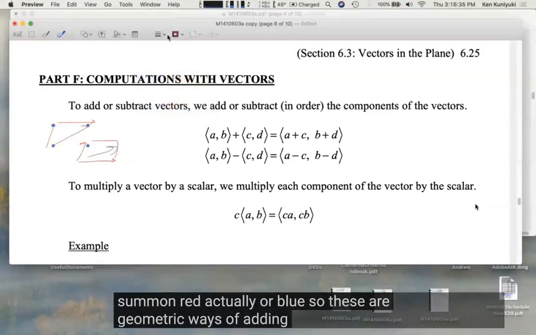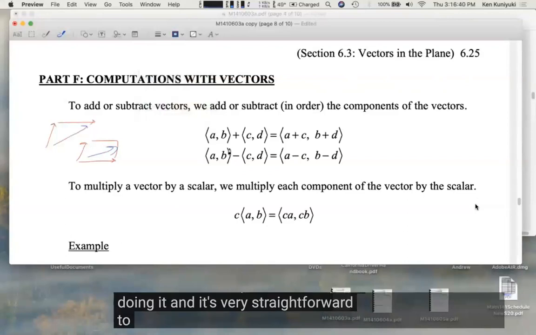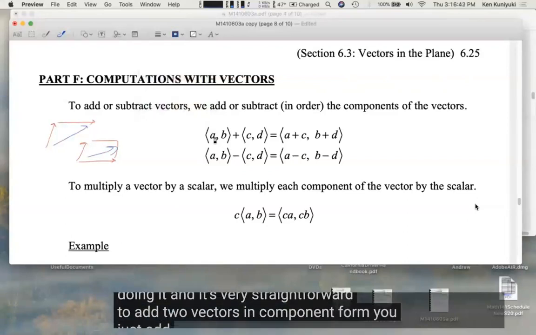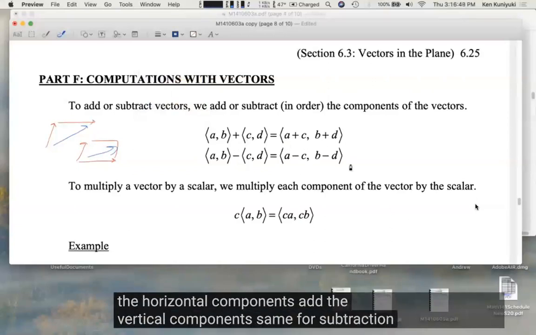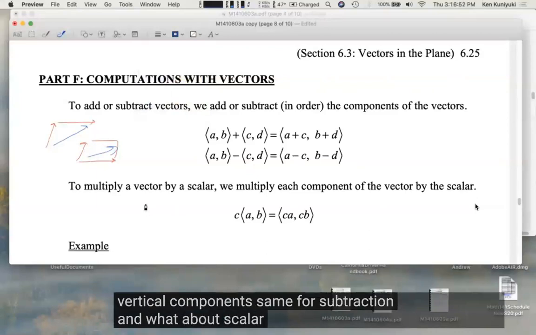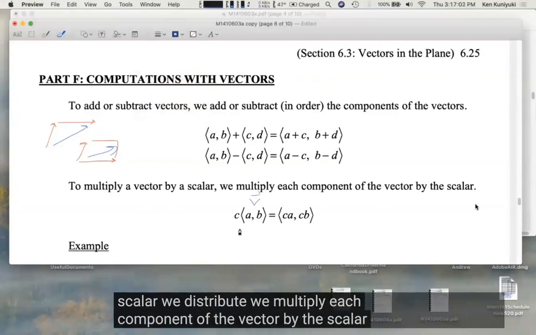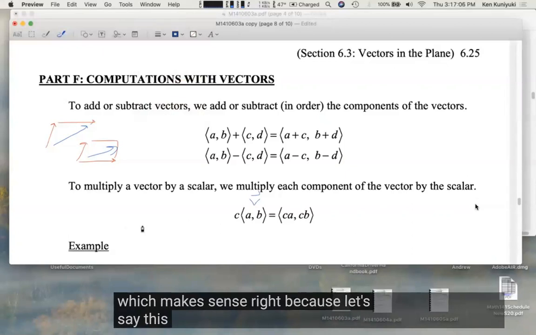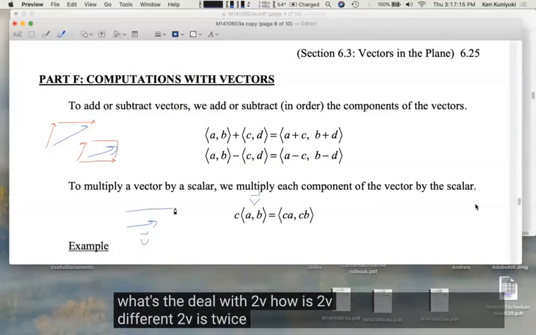So these were geometric ways of adding vectors, but there are also computational ways of doing it, and it's very straightforward. To add two vectors in component form, you just add corresponding components, add the horizontal components, add the vertical components, same for subtraction. And what about scalar multiplication of a vector, multiplying a vector and a scalar? We distribute. We multiply each component of the vector by the scalar, which makes sense, right? Because let's say this represents a vector v. What's the deal with 2v? How is 2v different? 2v is twice as long.